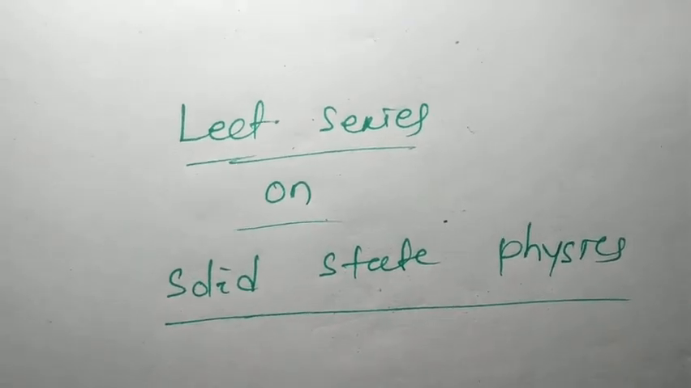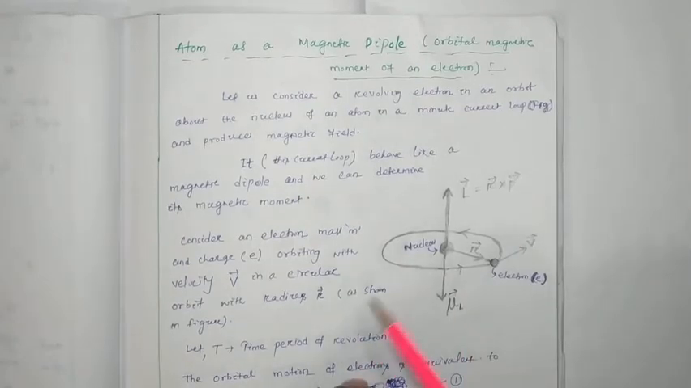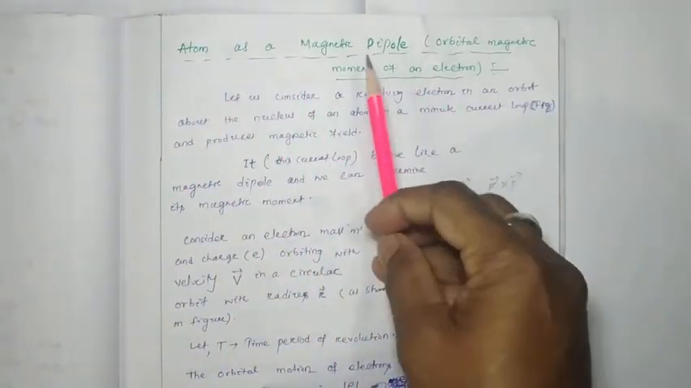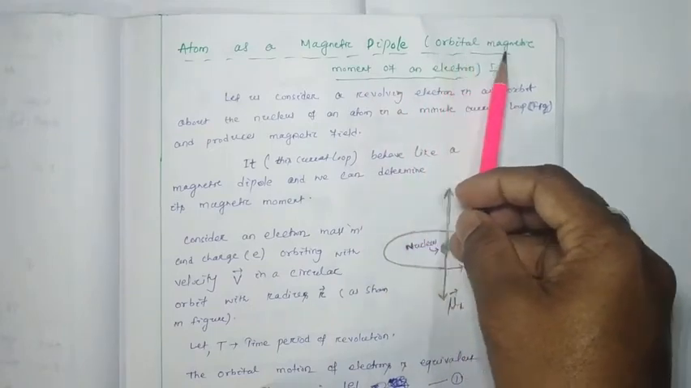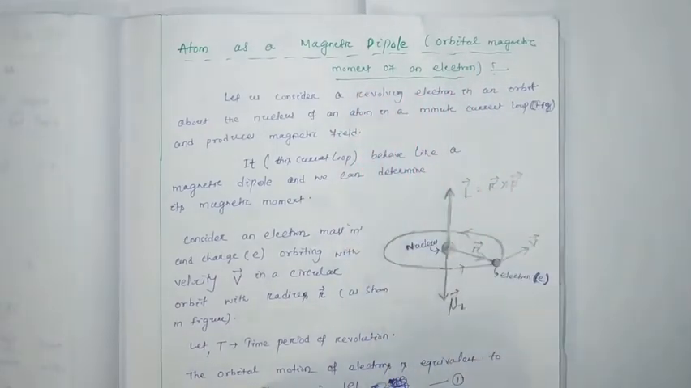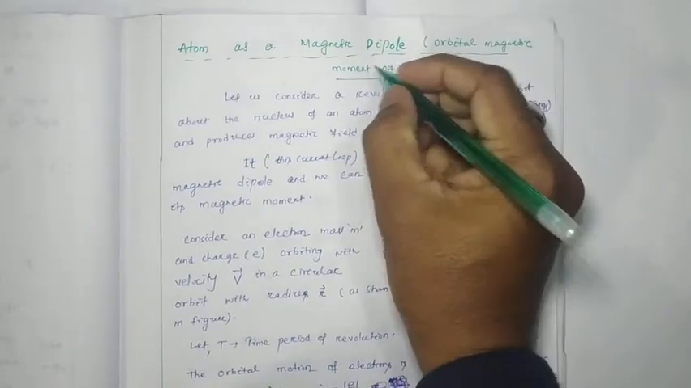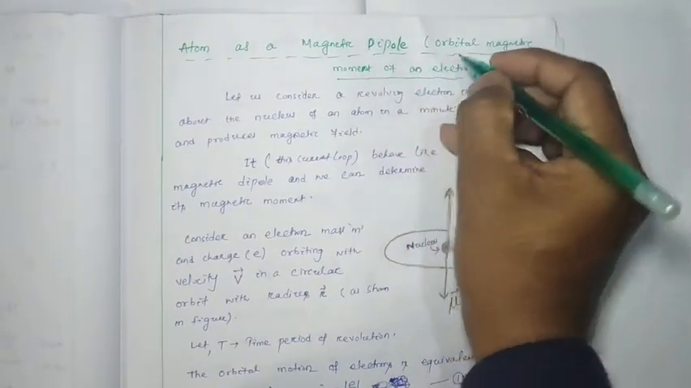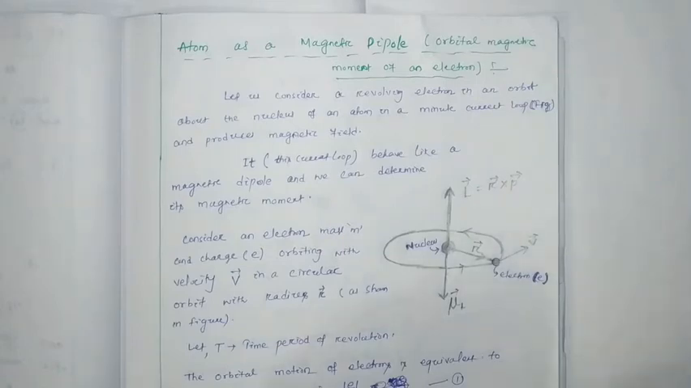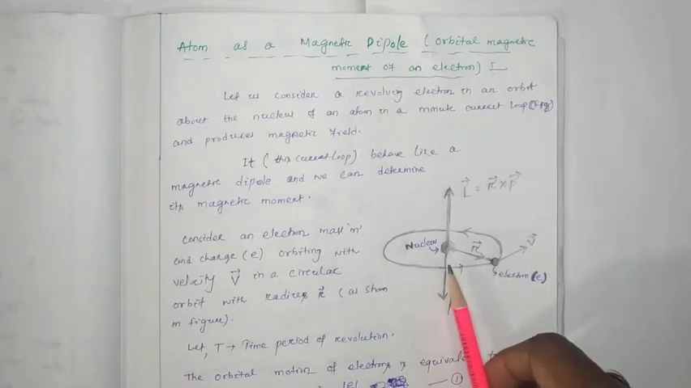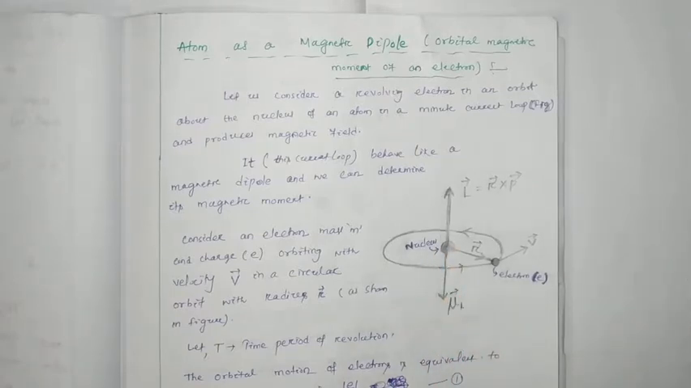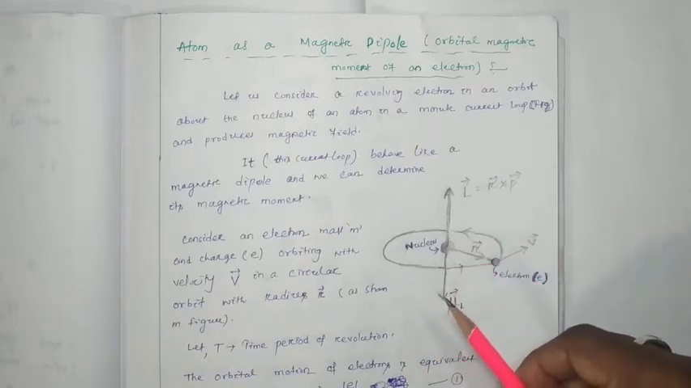Today we are going to discuss the atom as a magnetic dipole, or the orbital magnetic moment of an electron. How a single atom will act as a magnet, that we are going to discuss, and if it is a magnet, then in which direction its magnetic moment is going to be directed, that also we will discuss. We have to start.